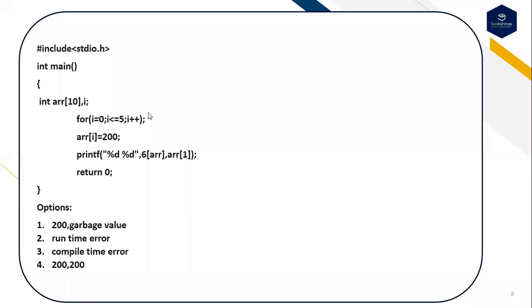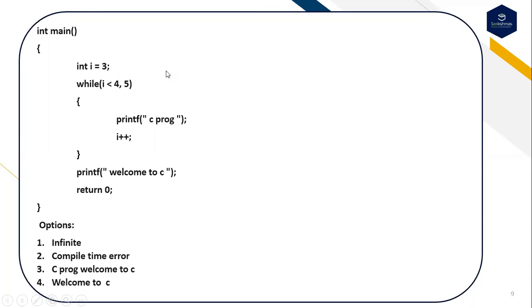This is the next question, the while loop question. int i = 3; while (i < 4, 1) — this is the first expression, and comma, this is the second expression. Here I'm trying to print "C program" and i will be incremented by 1. Again here I'm printing printf "welcome to C". Now predict the output of this code.